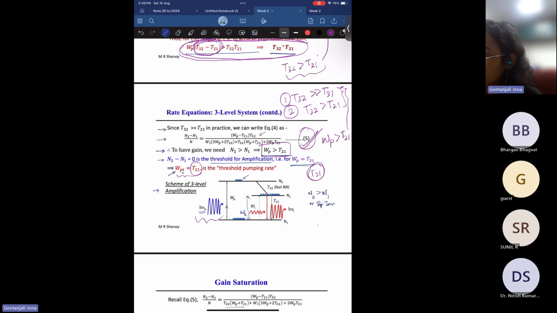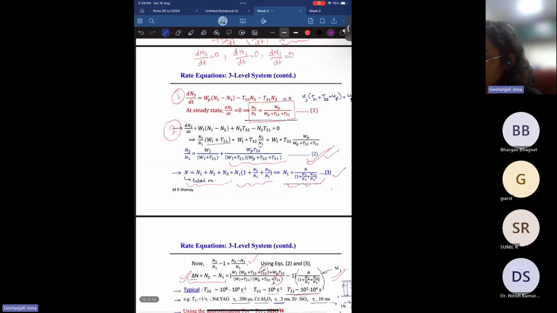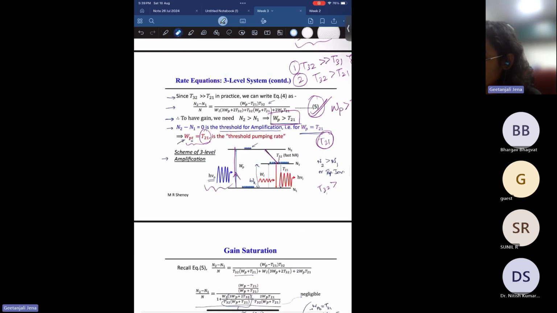If you see this figure, there is a pumping WP from 1 to 3, and T32 is fast. That means T32 is greater than T31. And T21 is slower than T32. So we will see a lasing condition here between the n2 and n1 levels. Okay.